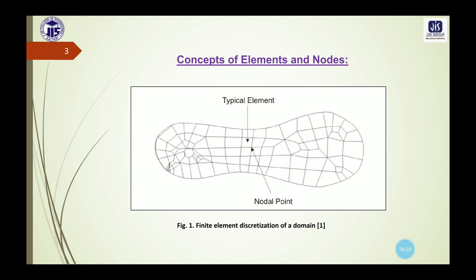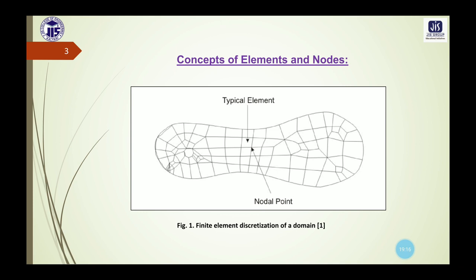Now this total body or the total structure is considered as an assemblage of these elements. These elements are connected at a finite number of joints, and these joints are called the nodes or nodal points. Here you can see a point at the corner of this typical element, denoted as the nodal point. By the use of these nodes, the elements are connected together. The properties of each type of finite element are obtained, and they are assembled together and solved as a whole to get the solution of the total body or the total complex shape.